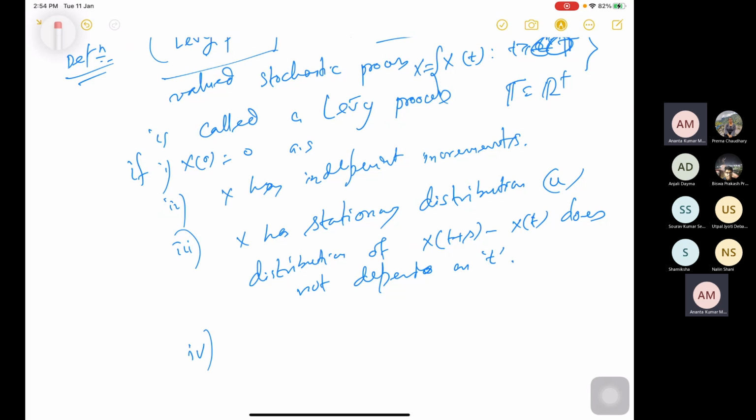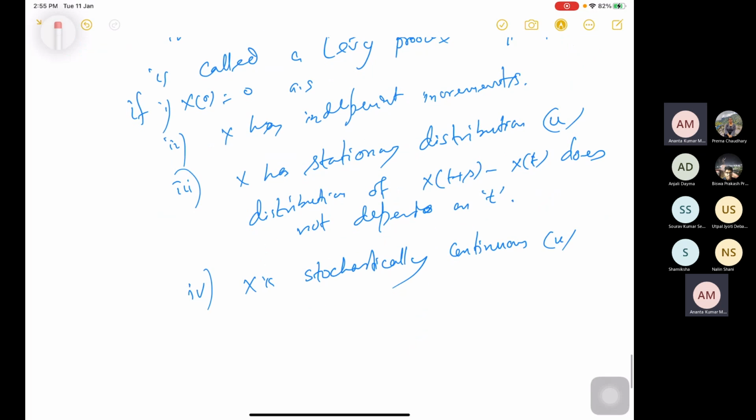So X is stochastically continuous, or continuous in probability. That is what I can write down: for every epsilon greater than 0, the limit as s goes to t of the probability that |X_t minus X_s| is greater than epsilon is equal to 0, for all t in 0 to capital T maybe.